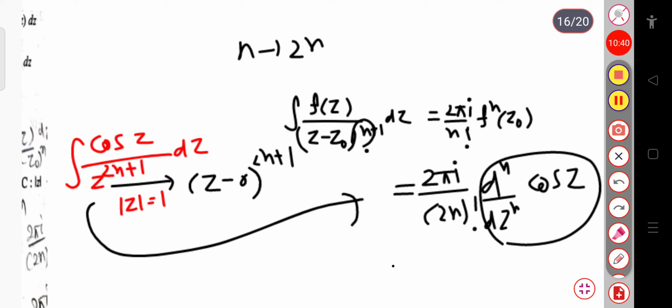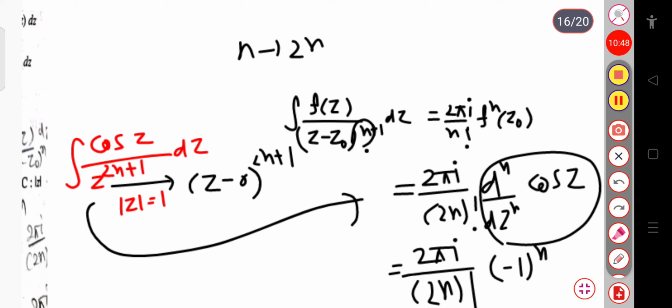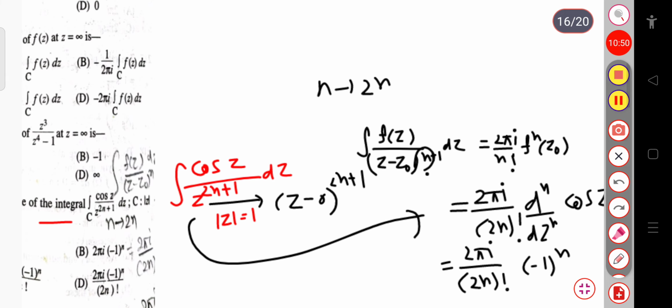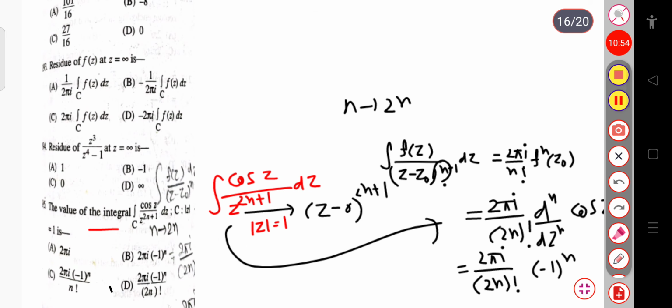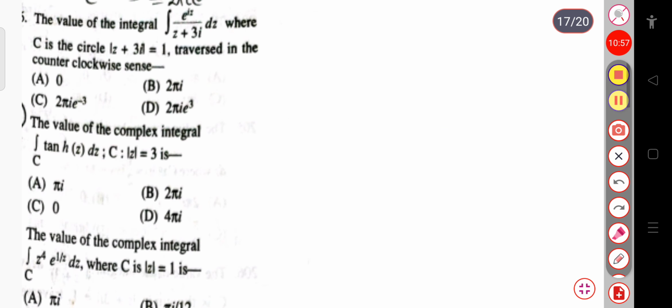The nth order derivative of this will be equal to minus 1 power n, so the result will be 2 pi i divided by 2n factorial, times minus 1 power n. Okay, so now we can check our solution. Here the options are given, so this will be the correct answer. Now let us see the next question.